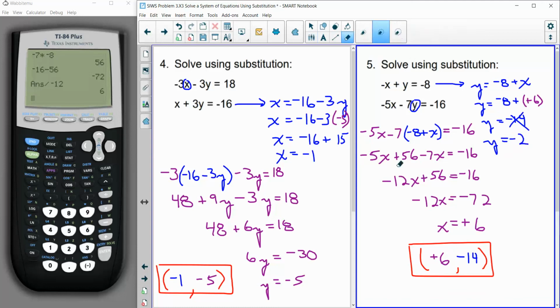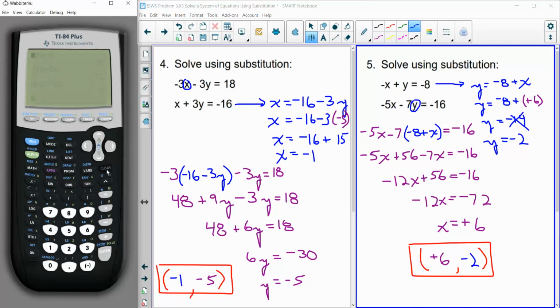All right, so let's get rid of that. Then we'll recheck our answer. This is why we check answers. Negative 2. All right, so start over. Negative x plus y. This should equal negative 8. It obviously does. And then negative 5 times x minus 7 times y. This should equal negative 16.